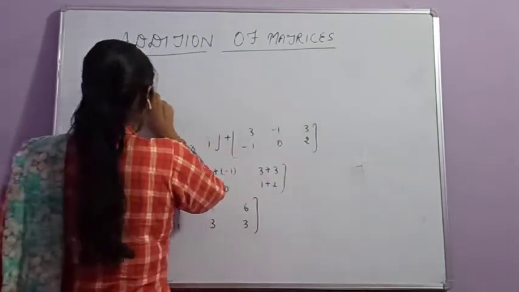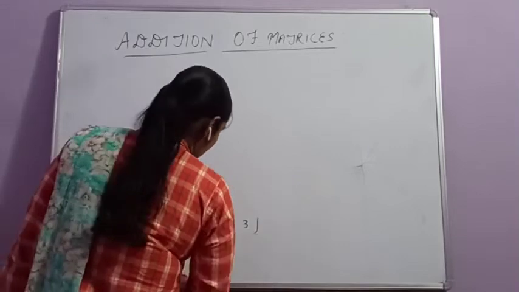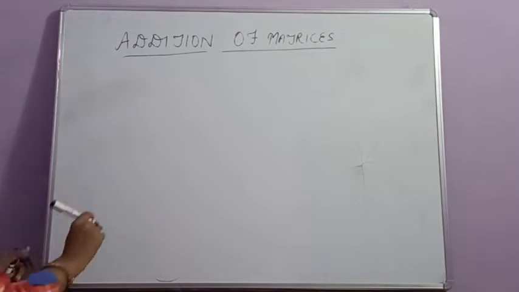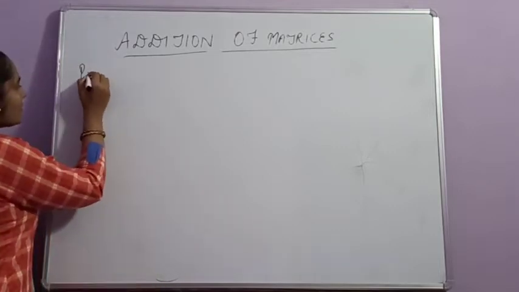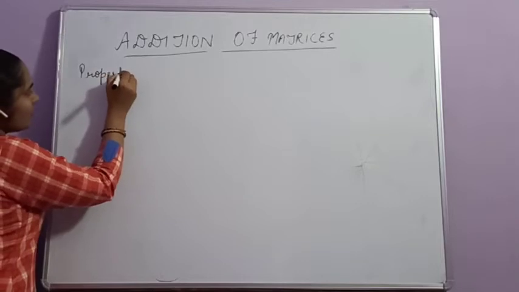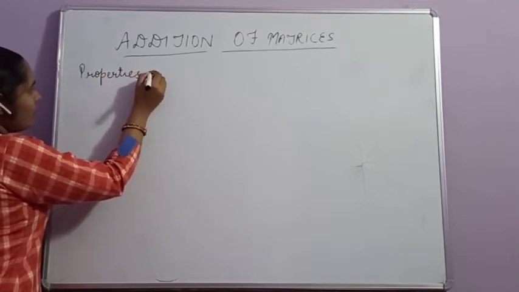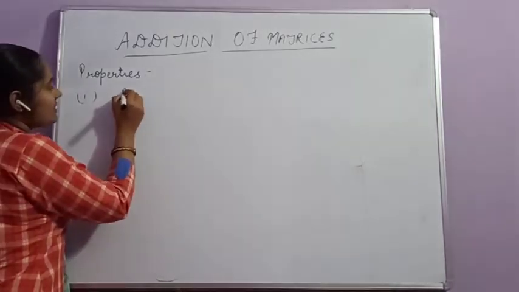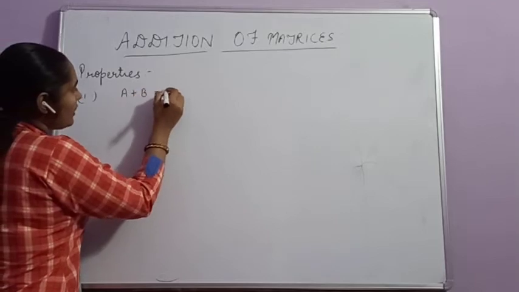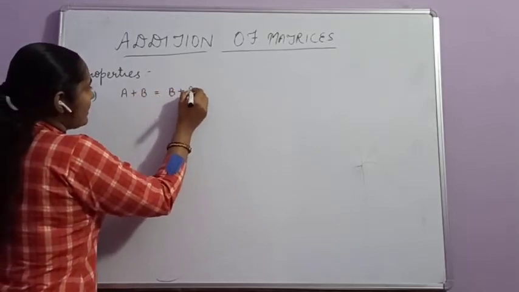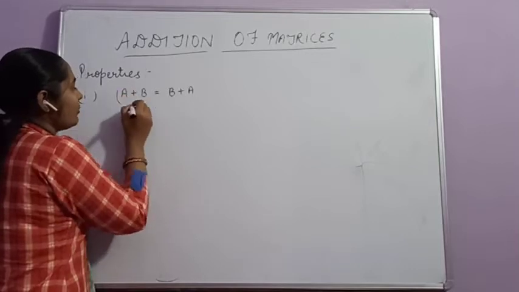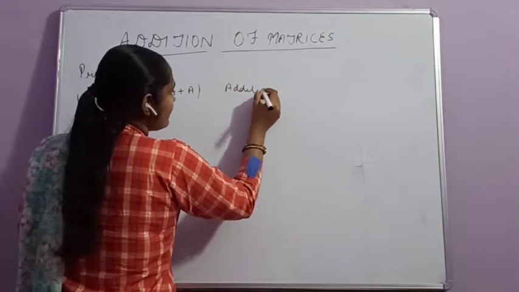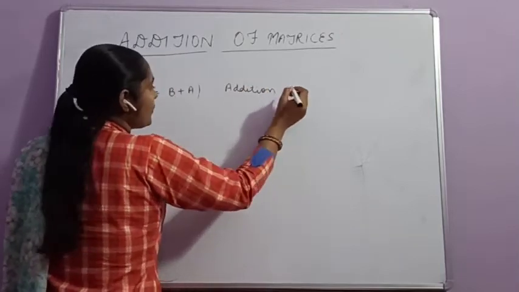Now, properties of addition of matrices. First of all, A plus B is equal to B plus A. That means addition is commutative.